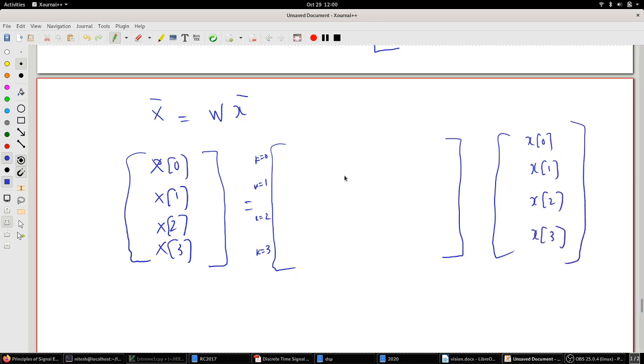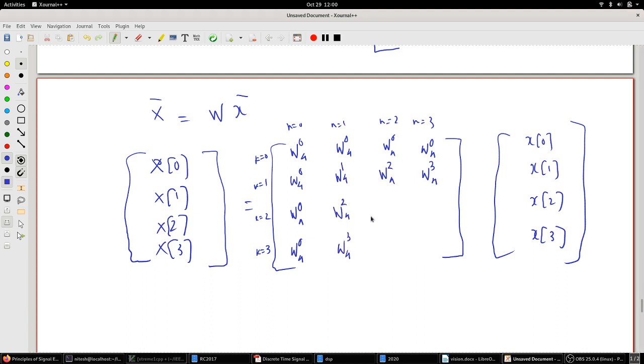Okay, so this will be W0 of 4, W0 of 4, because k is 0, right, n equal to 0, n equal to 1, n equal to 2 and n equal to 3. So this is W0 of 4 and W0 of 4. Same way this column has got n as 0. So this will be W0 of 4, W0 of 4 and W0 of 4. So same way k equal to 1. So this will be W1 of 4. This will be W2 of 4 and this will be W3 of 4. So same in this side, W2 of 4 and W3 of 4.